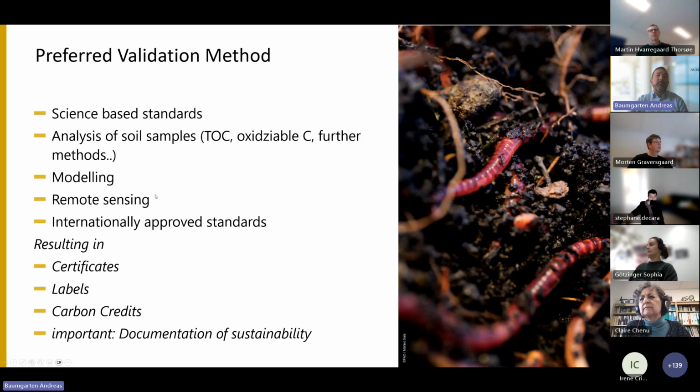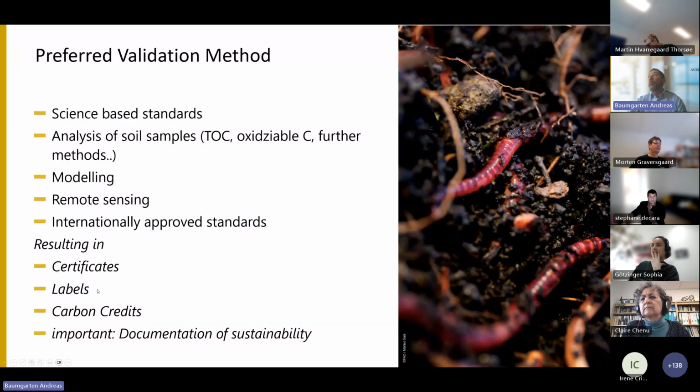And as said before, we should use approved, internationally approved standards for these measurements that are undertaken here, because otherwise comparability is not possible. And this could then result in certificates and labels.